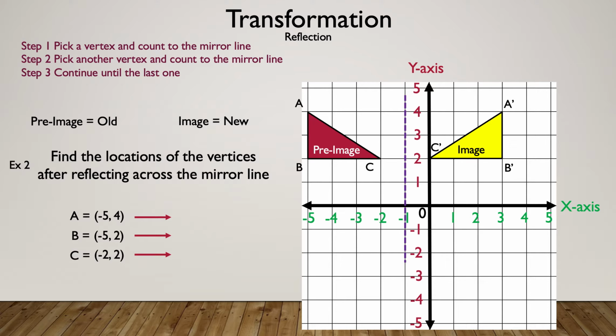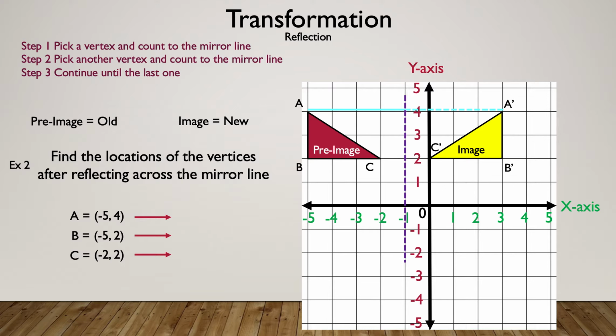Let's go ahead and discuss why. Okay, so we're going to follow the steps. We're going to start counting at vertex A. So we have 1, 2, 3, and 4. So 4 to the line. Now we count 4 away. So 1, 2, 3, and 4. So we found A prime. It's in the right spot.